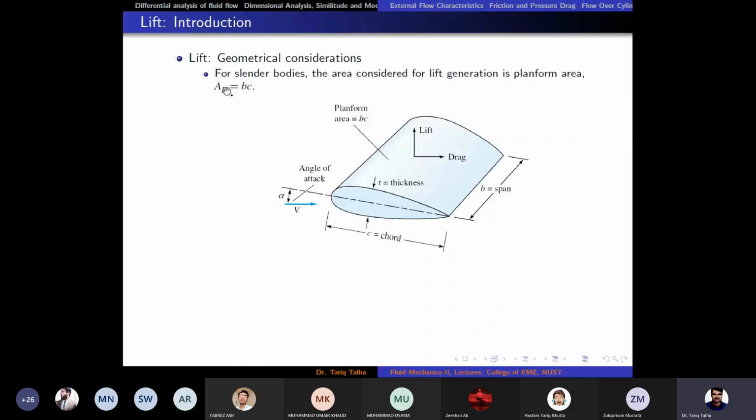That is the product of chord length, which is represented with C, and the span, which is represented with B here. So we can say it is C into B, which is chord length into span of that wing. And this is the aerofoil shape we talk about, right? So lift force is perpendicular if the flow is coming from here. This is the leading edge. This is the trailing edge.